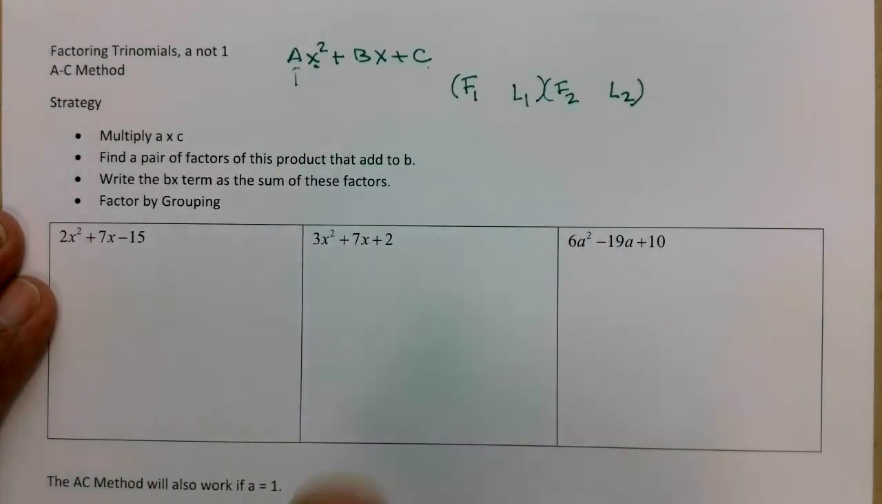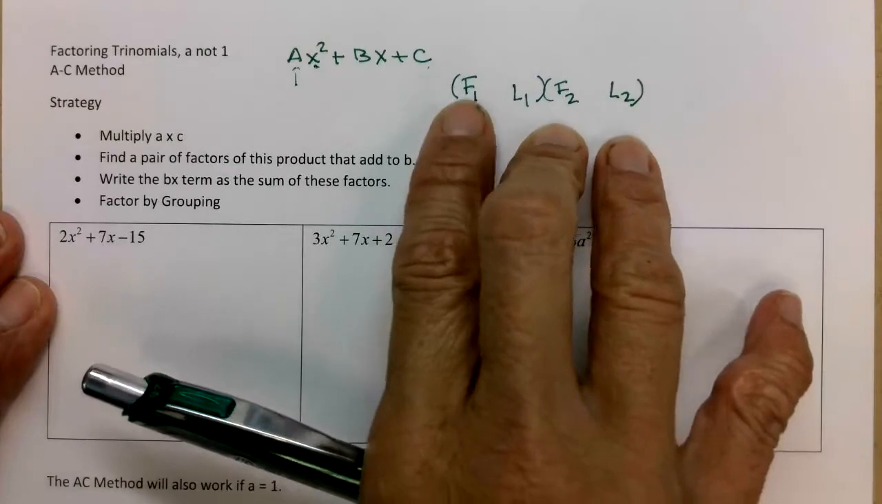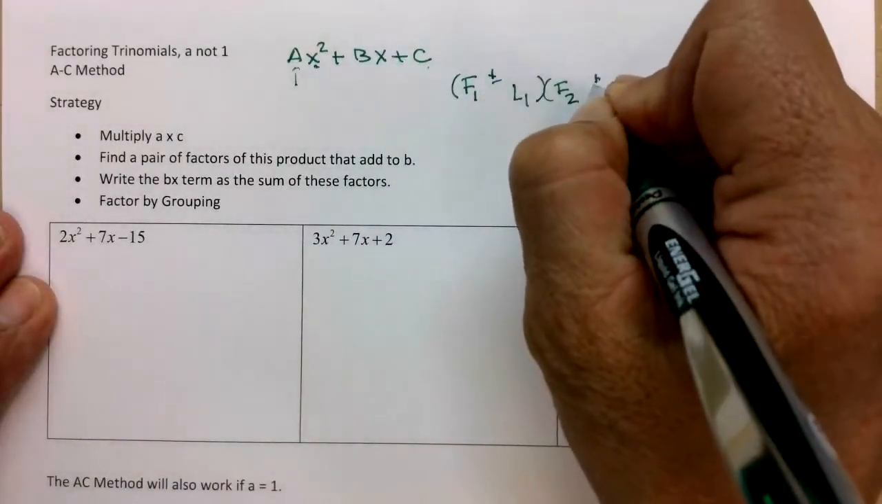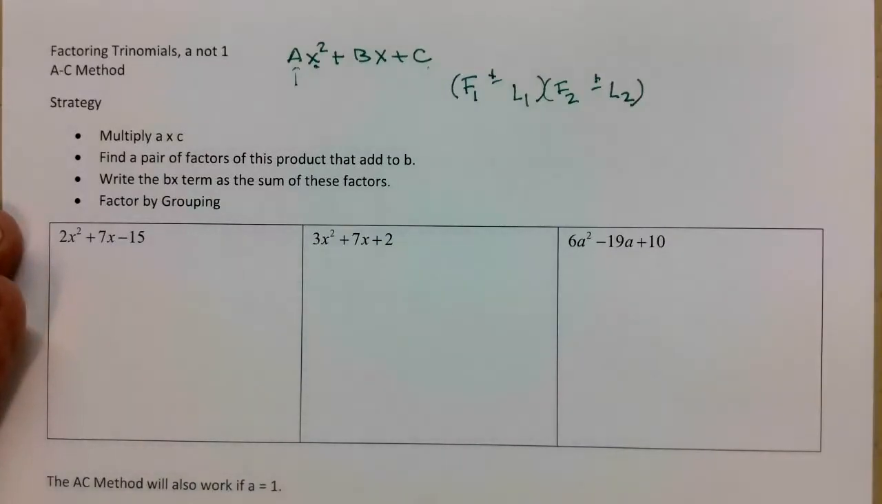Now you can come up with your firsts and your lasts by some guess and check, and then you'll have either pluses or minuses in between. But there's this AC method that takes the guesswork out. Maybe it's not as fun if you like puzzles, but it's like the quadratic formula, if you know that. It's one of those things that always works, so it's handy.